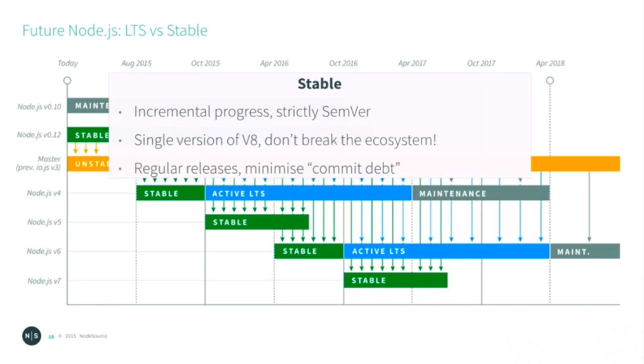And the other one is stable, which are these 6-monthly things. That's for the incremental progress. It's where you have feature additions, no breaking changes during these. A single revision of V8 and regular releases. We don't want to build up commits in the repo, so there'll be releases every 1 to 2 weeks from the stable branch. The key here is that if you need the certainty and your upgrade process is difficult, don't use one of these interim ones.